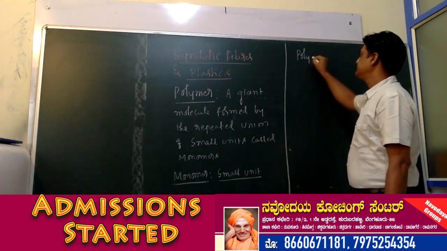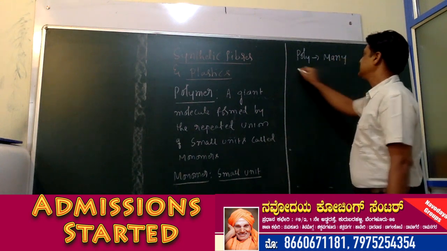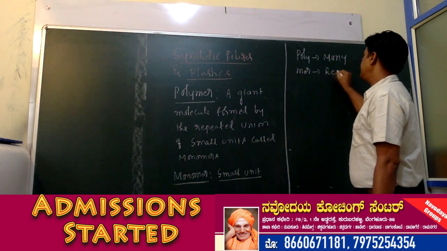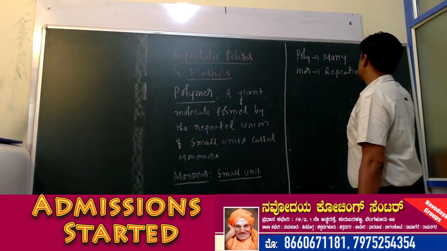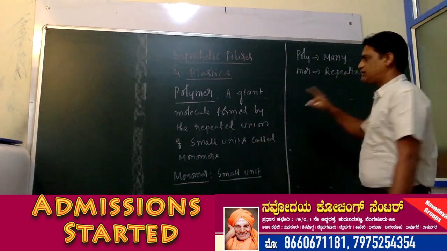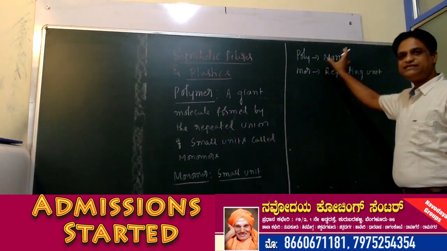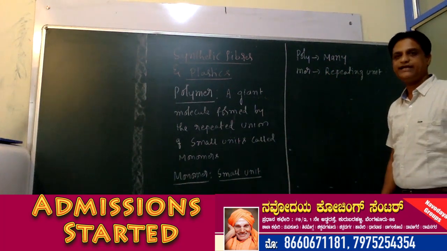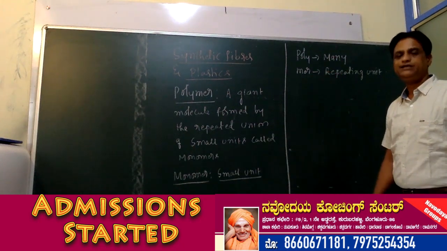Poly means many and mer means repeating unit. So what is the literal meaning of polymer? Polymer is a substance containing many repeating units. Poly means many, mer means repeating unit.